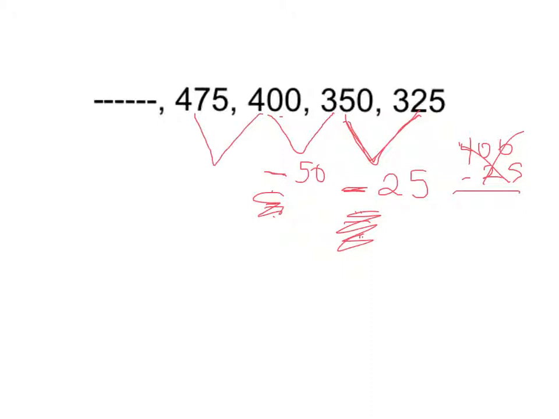Let's go. Is 400 minus 25 475? I'm sorry, I said that backwards. Is 475 minus 25 400? No. Is 475 minus 50 400? No, it's not. It's neither one of those. It's actually minus 75. So as you can tell, we are now growing. This is a growing pattern. And each time we're going to subtract 100 less or 100 more, depending on which way you're looking.